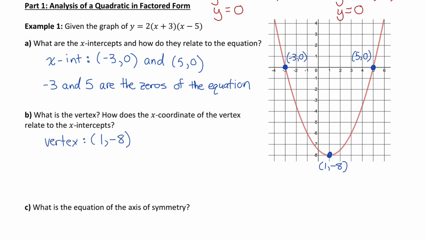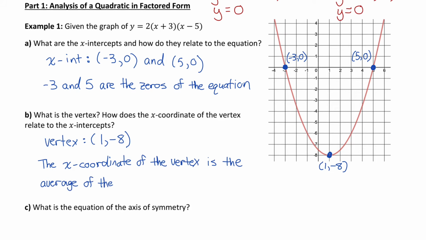And because parabolas are symmetrical, you should notice that this x-coordinate of the vertex, 1, is the average of the x-intercepts, negative 3 and 5. The vertex, horizontally, is always going to be right in the middle of these two x-intercepts. And that's because parabolas are symmetrical about the axis of symmetry that goes right through the vertex. So I'll say the x-coordinate of the vertex is the average of the x-intercepts.